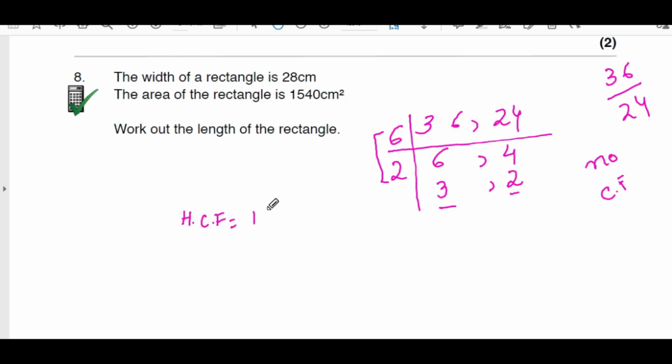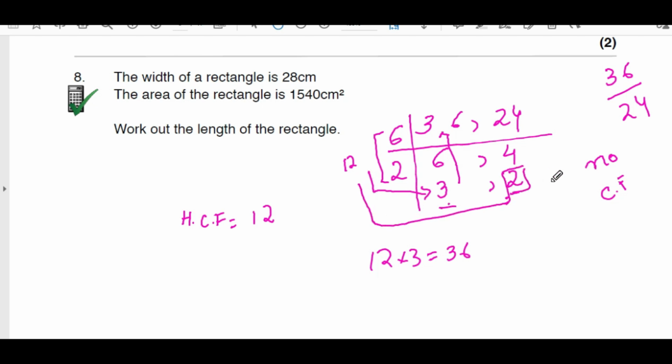We have already done the lesson of HCF. If you don't understand, you can go back to your lesson and revise from there, okay? 6 times 2 is 12, which is going to be your HCF. And remember these numbers, that is 12. If you multiply it by this 3, you will get 36. 12 times 3 is 36. And the same way, if you multiply this 12 by this 2, you will get this number, that is 24. 12 times 2 is 24.